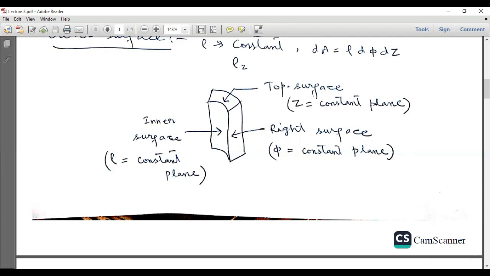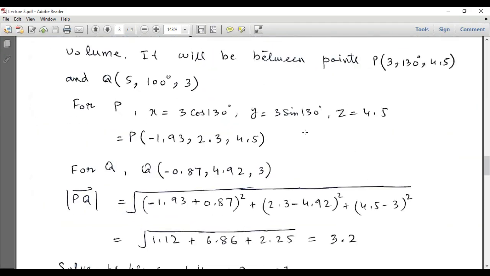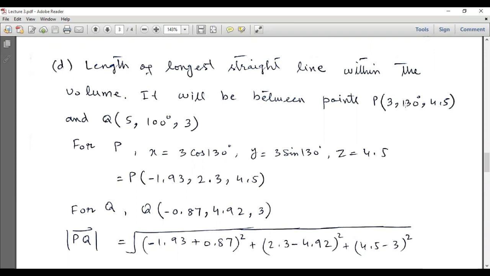So for this point, rho is equal to 3, phi is equal to 130 degrees, and z is equal to 4.5, and for this point, rho is equal to 5, phi is equal to 100 degrees, and z is equal to 3. So these are the 2 points: (3, 130, 4.5) and (5, 100, 3). Let's convert these 2 points to Cartesian components. For P, we will have x equal to 3 cos 130 degrees, because x is equal to rho cos phi, y is equal to rho sin phi, and z is equal to 4.5. And for Q, x is equal to 5 cos 100, y is equal to 5 sin 100, and z is equal to 3. So these are the coordinates of P, and these are the coordinates of Q.